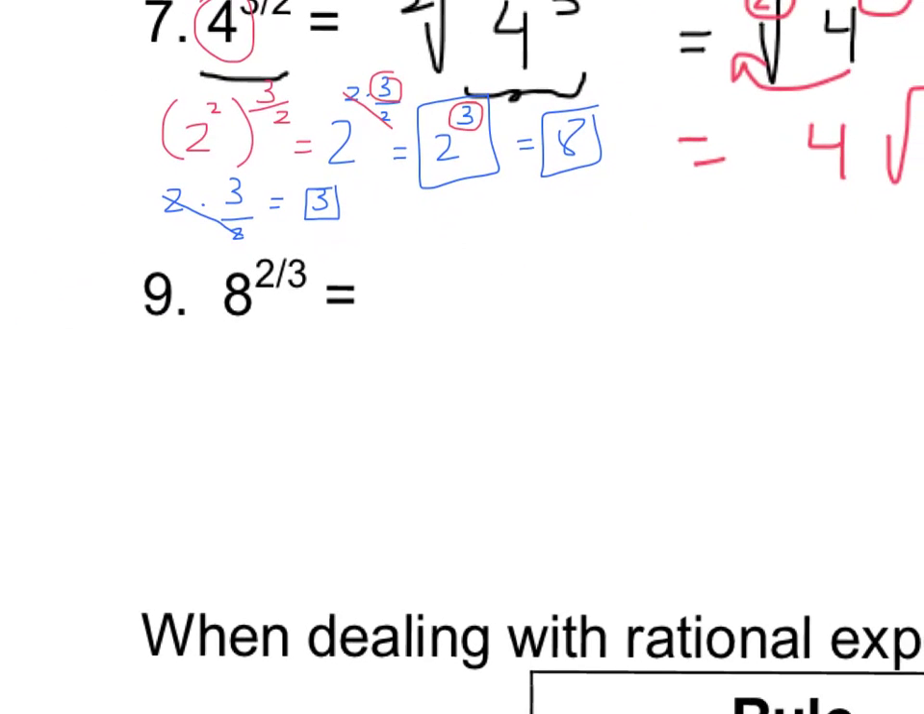Now let's do number 9, since it's in front of us. So 8 is going to be 2 times 2 times 2, so 2 to the power 3. And you copy down the power 2 over 3. Now remember, if you have a power to a power, same concept, you multiply them. So it's going to be 3 times 2/3. 3 and 3 cross cancel, you will be just left with 2. So it's going to be 2 to the power this, what's left, which is 2 to the power 2. And then 2 to the power 2 is 2 times 2, which is a 4.